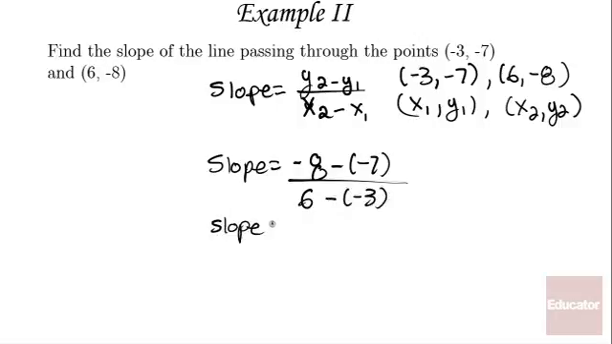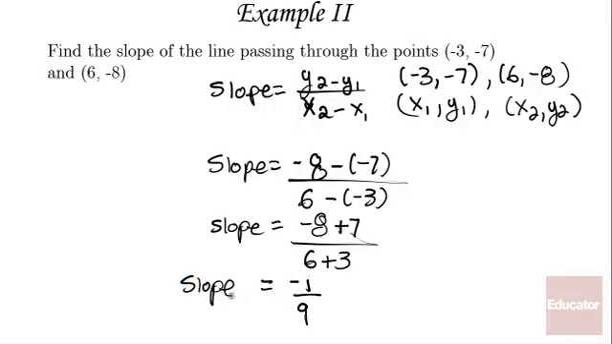To simplify this, I see that this is minus 8 and minus negative 7, that's plus 7. 6 minus negative 3 is 6 plus 3. So minus 8 plus 7 is negative 1. 6 plus 3 is 9. So I have a slope of minus 1/9.